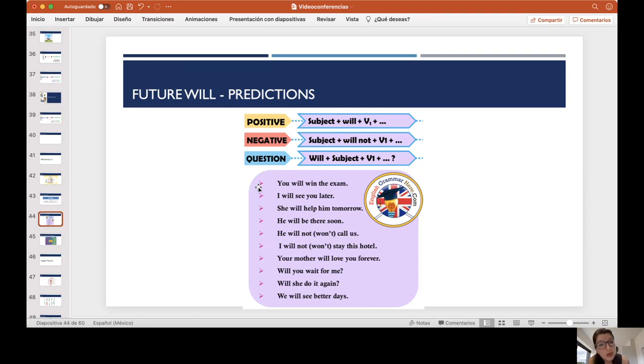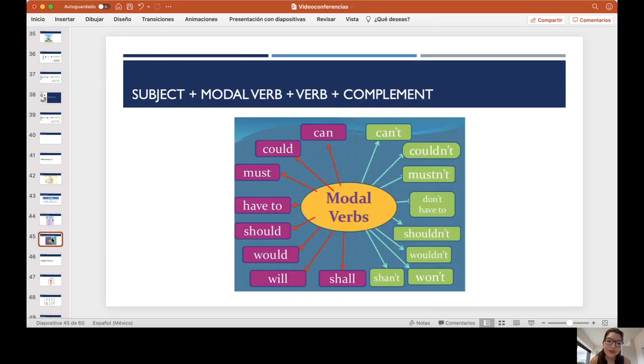Okay, so these are predictions. We're not sure that these things are going to happen in the future. Okay, and here we have all the modal verbs. I'm using this because during this course we're practicing different modal verbs, and the important thing here is that all of them use the same structure.